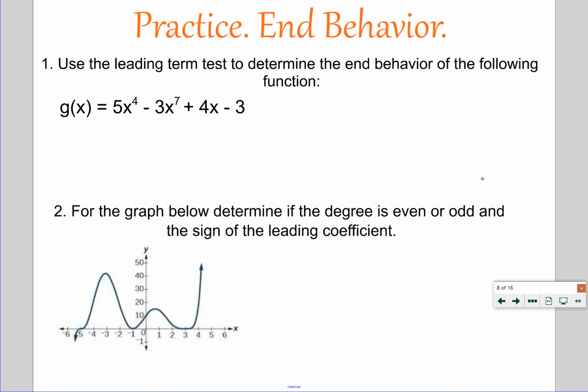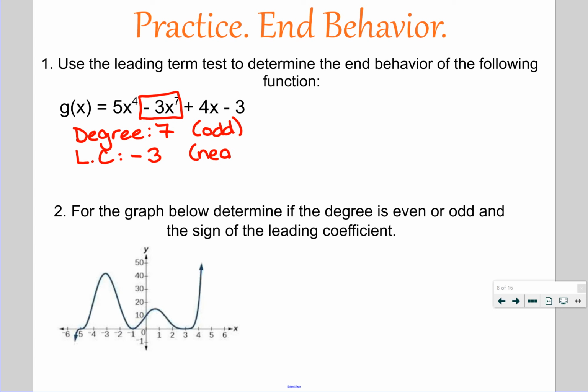For problem number 1, the leading term test, hopefully I didn't trick you too much here. These are a little out of order. My leading term is negative 3x to the 7th. So our degree here is 7, and our leading coefficient is negative 3. More importantly, your degree is odd, and your leading coefficient is negative.